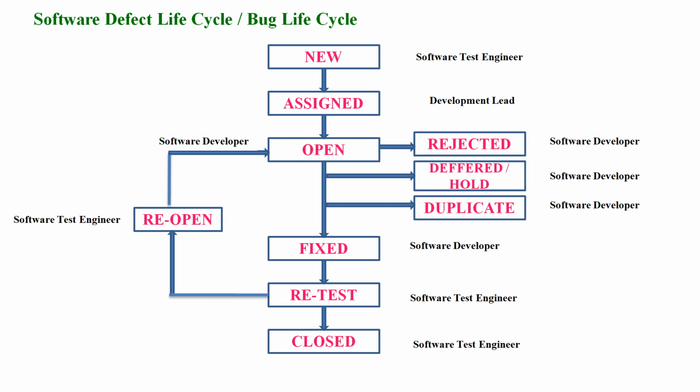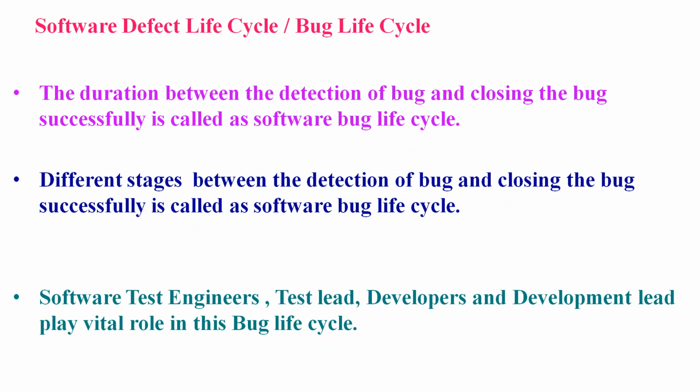In an interview, definitely they will ask you this question: explain about the defect life cycle or bug life cycle. Clear? Nearly there are 10 statuses of the defects, different statuses or different stages. Now, what is the definition of this? Different stages between detection of the bug and closing the bug is called the software bug life cycle. Yes or no? This is the definition of defect life cycle or bug life cycle.